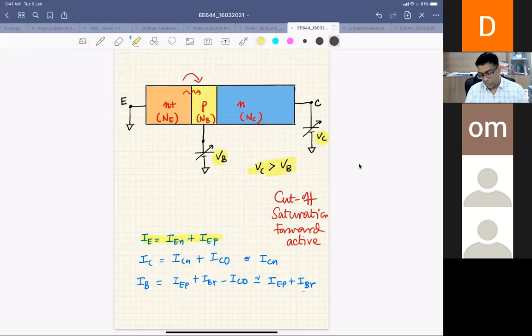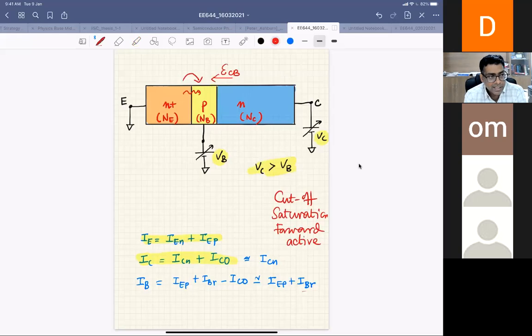Similarly, some of the electrons injected from emitter to base are collected, so the collector current also has two components. One is ICN, the electrons collected by the collector. So ICN is part of IEN. And the other is ICO, because the collector base junction is reverse biased. A reverse biased junction also has a very high electric field, right? So this is the electric field across the collector base junction.